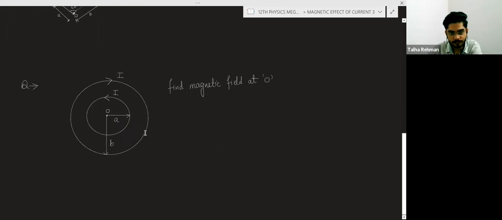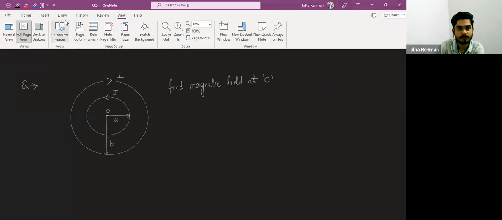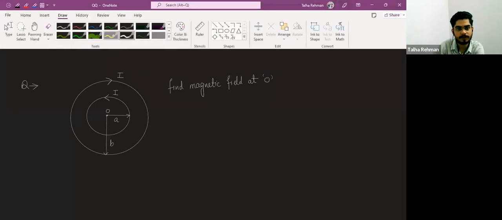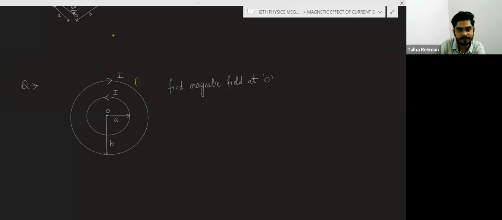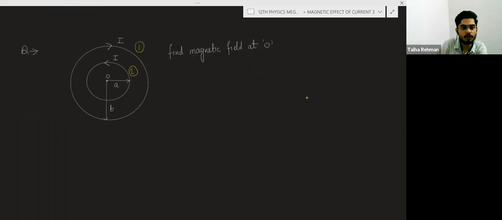Here is one circular wire. Here is another circular wire. Okay, and you have to find the magnetic field at the center. The radius of this smaller circular wire is A, and the radius of this bigger circular wire is B. Suppose this bigger wire is 1 and this smaller wire is 2. You have to calculate the magnetic field at point O.